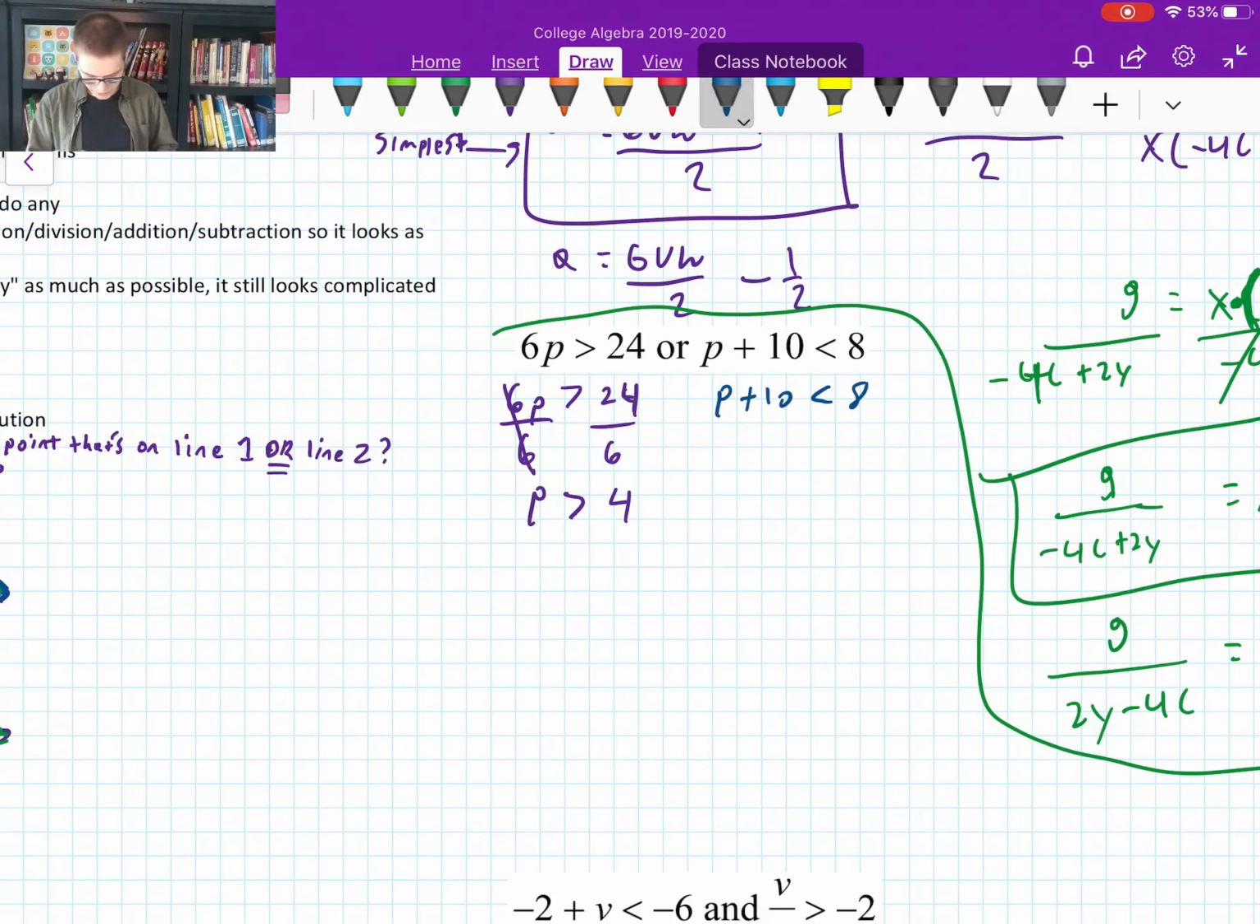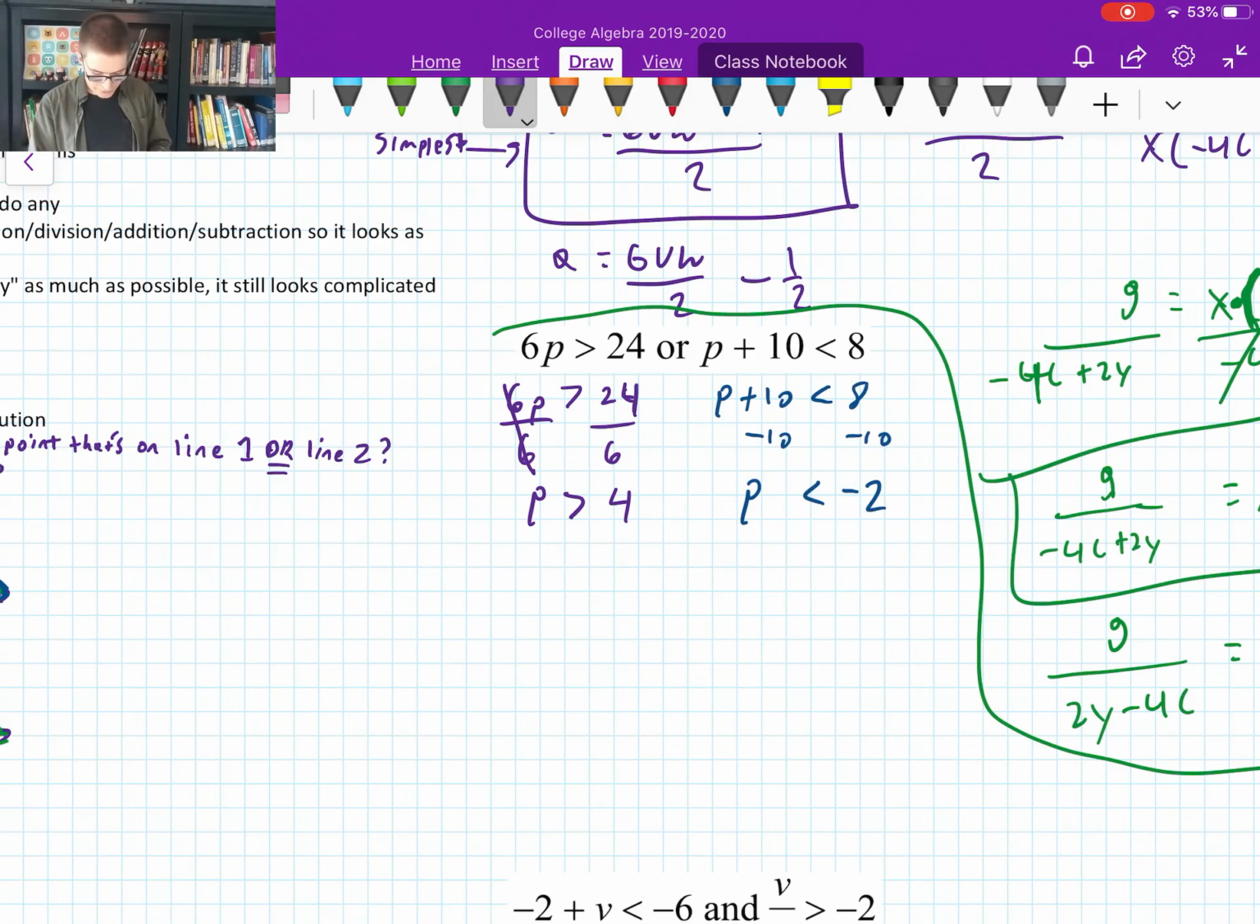Okay, so we solved the first inequality. Let's solve the second inequality: p plus 10 is less than 8. To solve it, we'll subtract 10 from both sides. Minus 10, and we'll get p. Remember, we're subtracting 10 now. We're not dividing by 10, so we don't switch the signs. We're just subtracting. So we're left with p is less than 8 minus 10, which is negative 2. We'd only change the sign if it's multiplying or dividing.